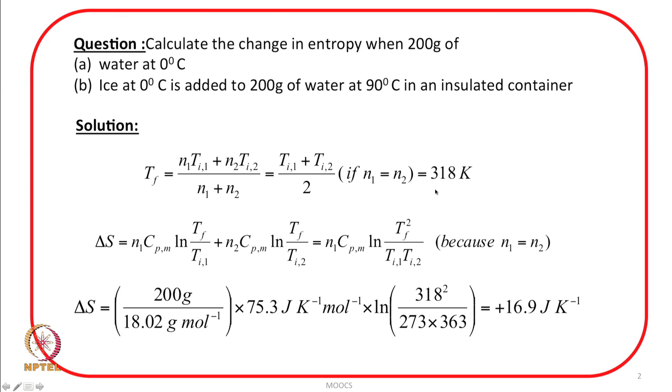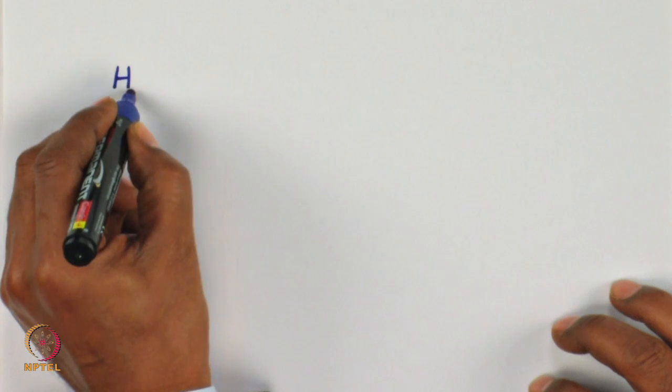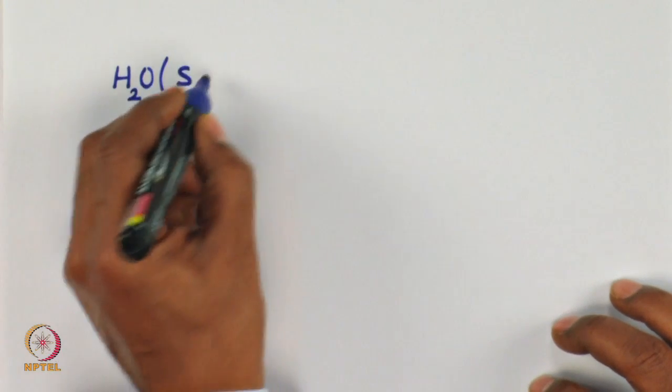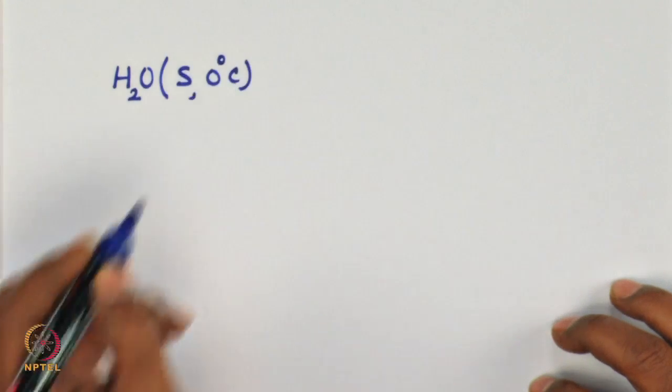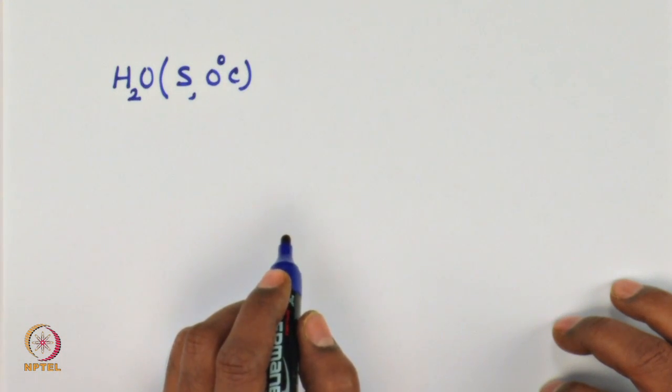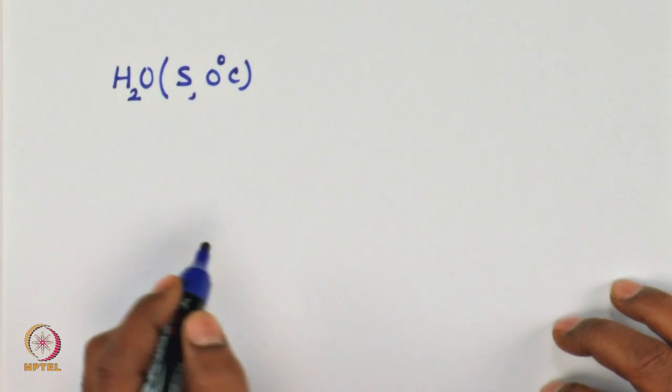Now, we take a look at the second part. Now, you are adding 200 gram of ice to 200 gram of water. So, therefore, what is happening? We are taking 200 gram of ice, solid form, which is at 0 degree centigrade, and this is being added to water, same amount 200 gram, which is at 90 degree centigrade.